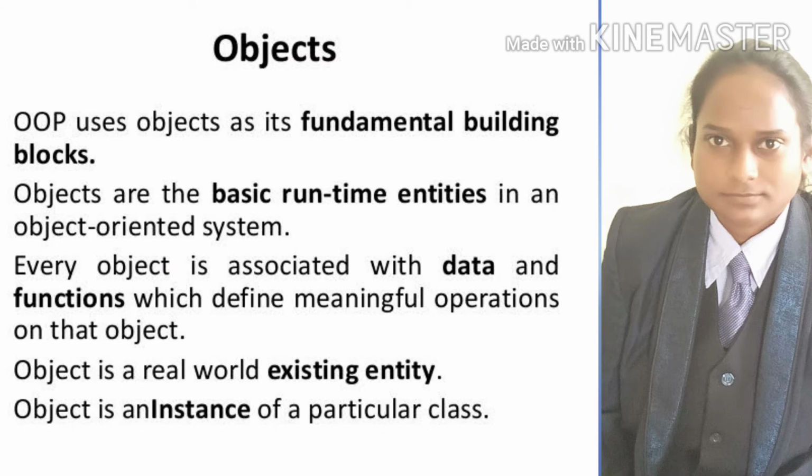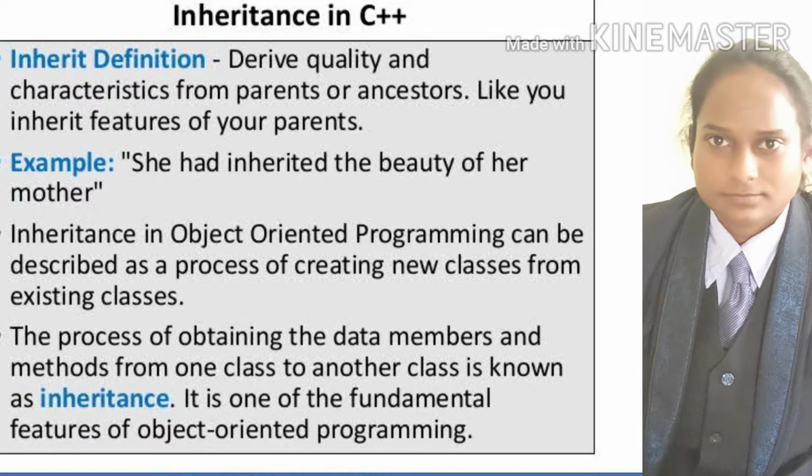Objects. OOP uses objects as its fundamental building blocks. Objects are the basic runtime entities in an object-oriented system. Every object is associated with data and functions which define meaningful operations on that object. An object is a real-world existing entity. An object is an instance of a particular class.